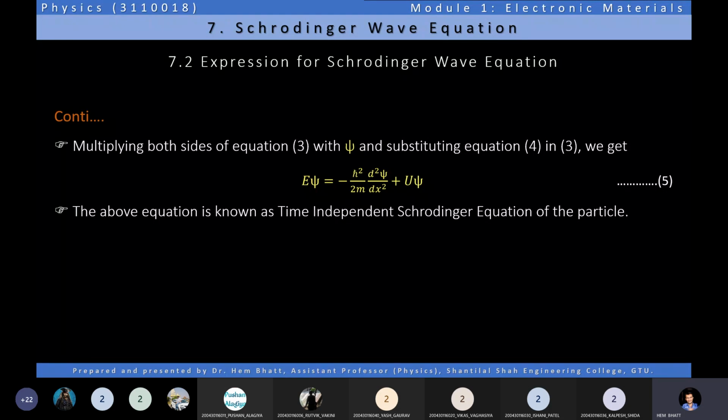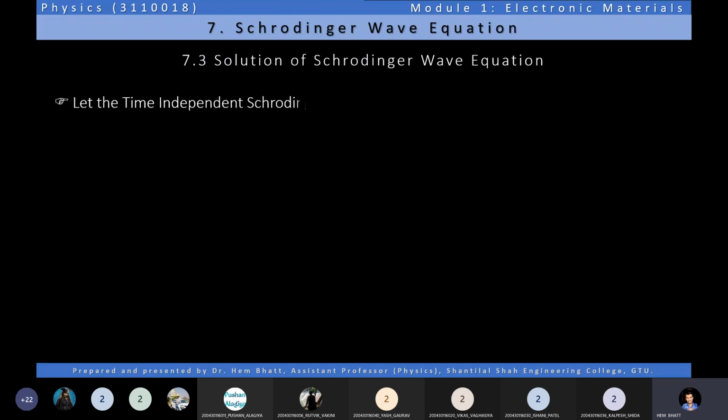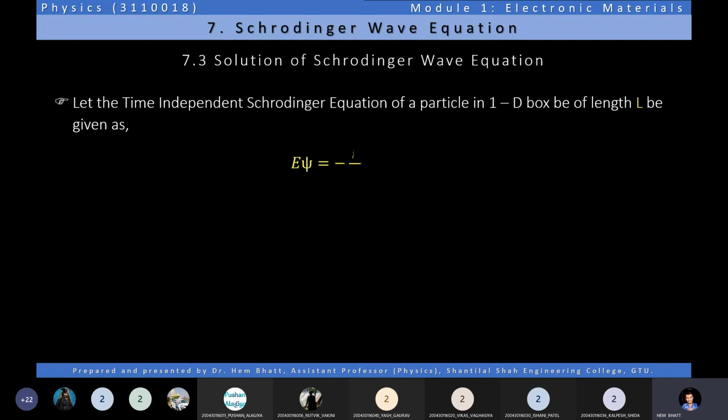Now what to do next? Solution. Find the solution of this equation. Solution means find the value of psi for which this condition is satisfied. That is called the solution. So I am repeating that equation. This is the time independent Schrodinger equation for a particle in one dimension.